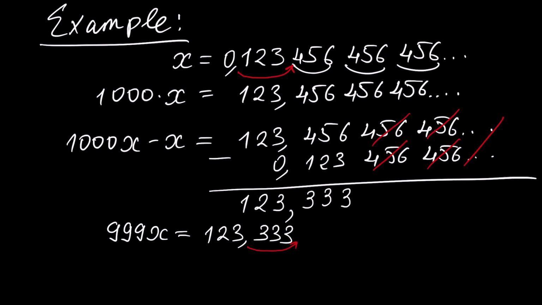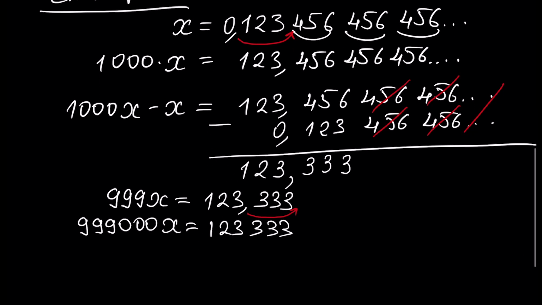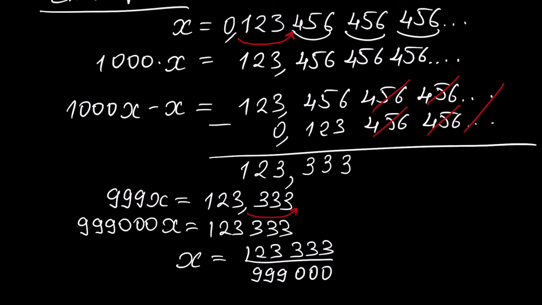Next, we also multiply this number by 1000 because we want to move our floating point to this place and have an integer number. After multiplication by 1000, we have here 123,333, and here 999,000x. And here we easily calculate x, and x will be 123,333 over 999,000. And this is a rational representation of the number whose decimal representation was this.